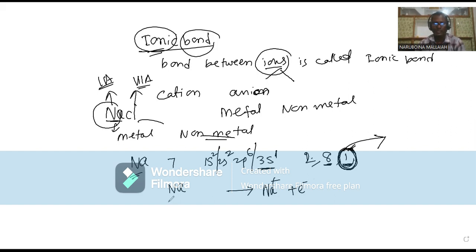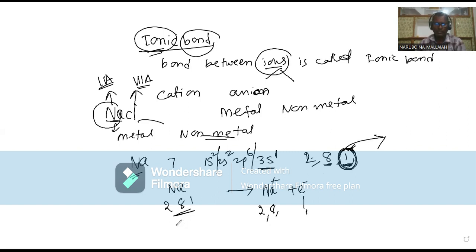The configuration of sodium is 2, 8, 1. The configuration of Na plus is 2, 8. Don't write 1 here because sodium loses one electron. One electron is given to chlorine. So that's why we write only 2, 8. So this is electron 1. 2 plus 8, 10, 10 plus 1, 11. So here also 2 plus 8, 10, 10 plus 1, 11. In this way, you have to balance the equation. So Na gives rise to Na plus and an electron.